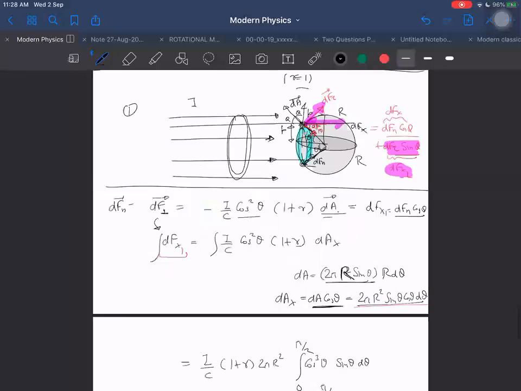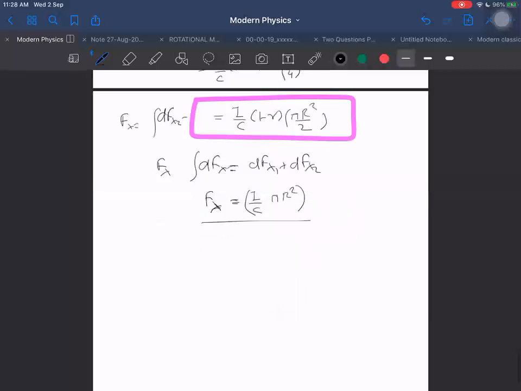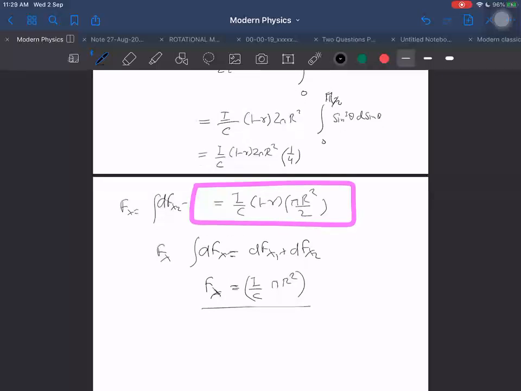Sir, where do we use "perfectly absorbing"? Put R0, then it is perfectly absorbing. It is independent of R. Starting only we can put it, no, sir.